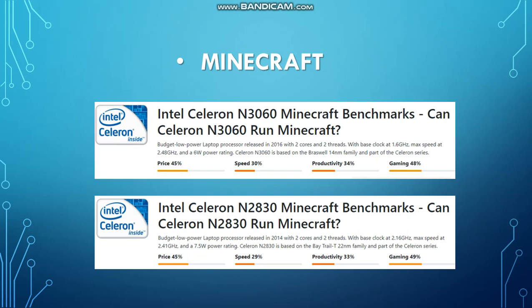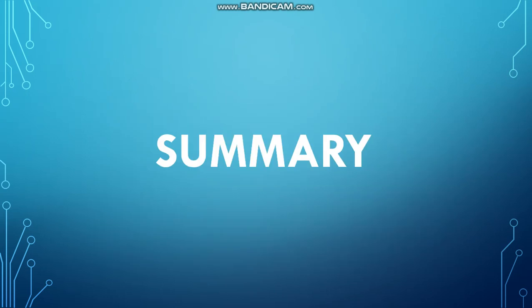And the Intel Celeron N2830 Minecraft benchmark is a budget low-power laptop processor released in 2014 with 2 cores and 2 threads, a base clock of 2.16 GHz, max speed of 2.41 GHz, and a 7.5 watts power rating. The Celeron N2830 is based on the Bay Trail 22 nm family and is part of the Celeron series. The price is 45%, speed is 29%, productivity is 33%, and gaming is 49%.